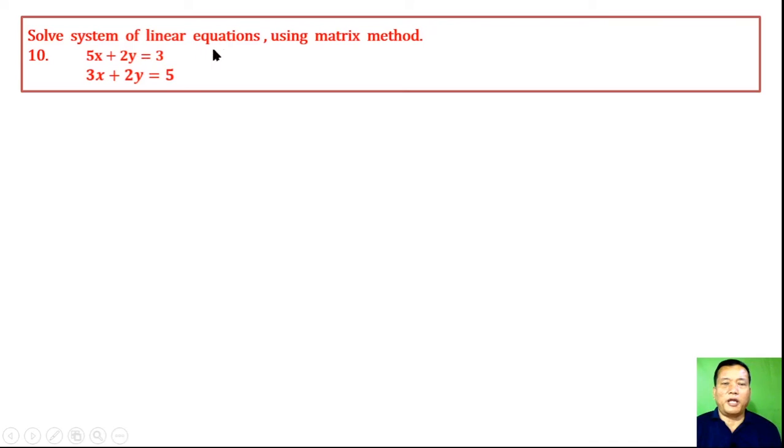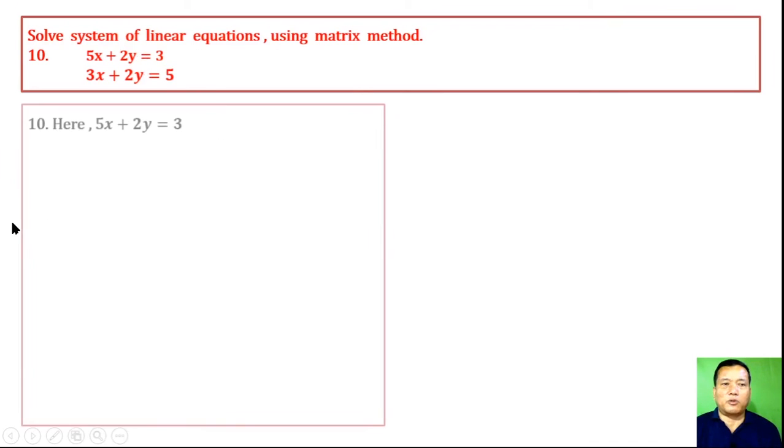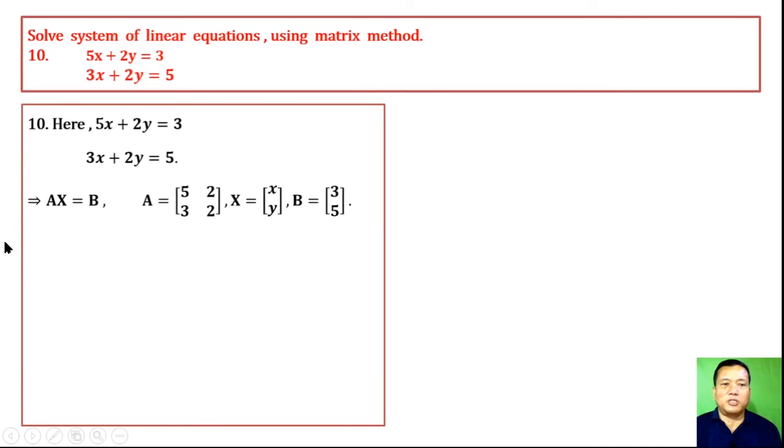Solve the system of linear equations using matrix method. Question number 10. By the matrix method, the system of equations can be written in matrix form as AX equal to B, where A is equal to this, X is equal to this, B is equal to this column matrix. Now determinant of A is 4, which does not equal 0. Therefore, A inverse exists and hence X equal to A inverse into B.